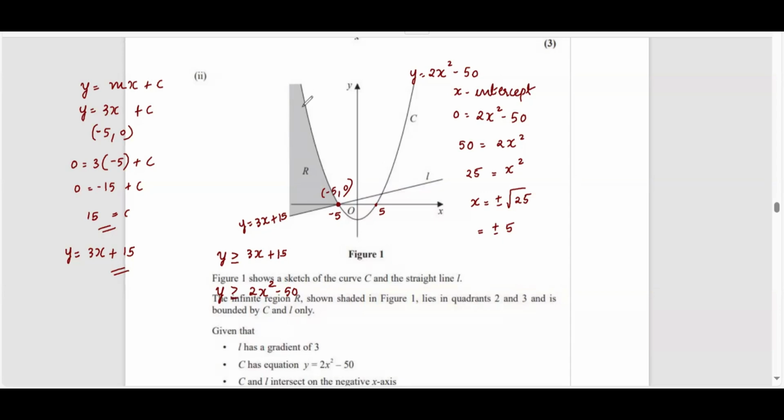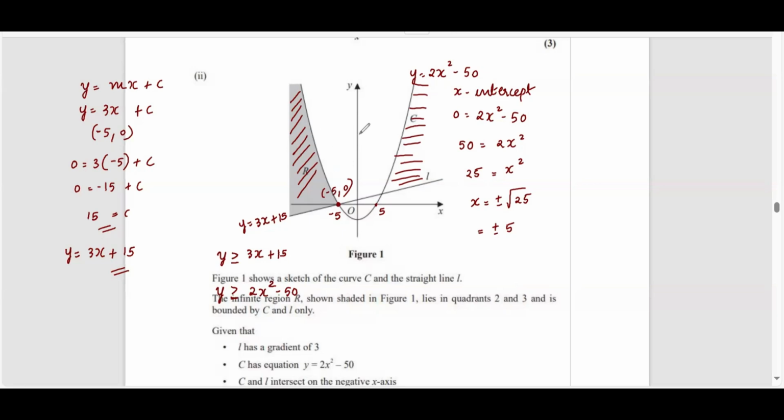greater than or equal to. The reason is that the curve also has a solid line, not a dotted line. So the region is y is greater than or equal to 3x plus 15 and y is greater than or equal to 2x square minus 50. The problem is that y is greater than or equal to 2x square minus 50 means the region above the curve, not only this region, but this region is also considered. But we don't have this region as a shaded region. So we need to consider only the left-hand side of the y-axis.